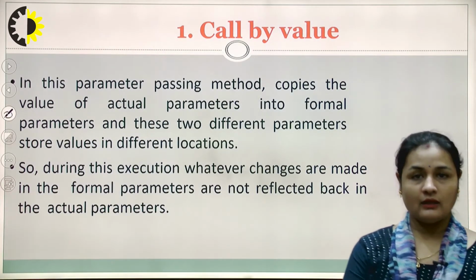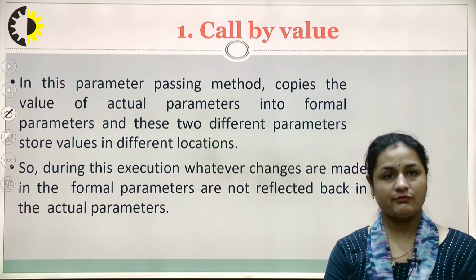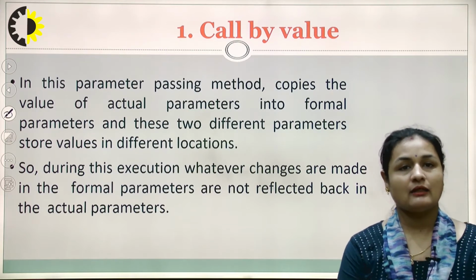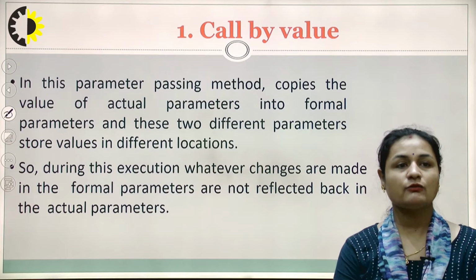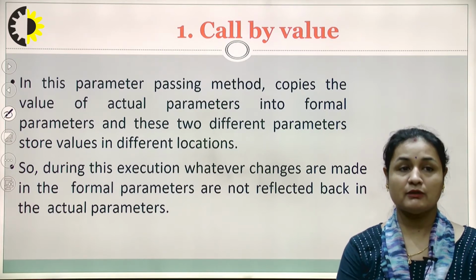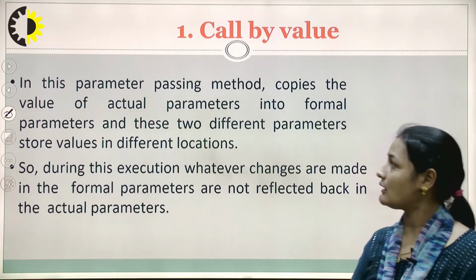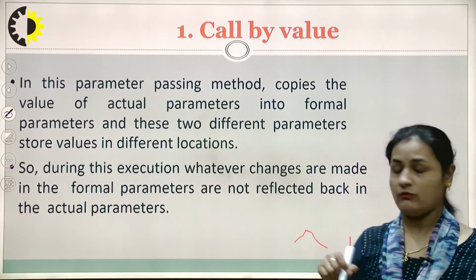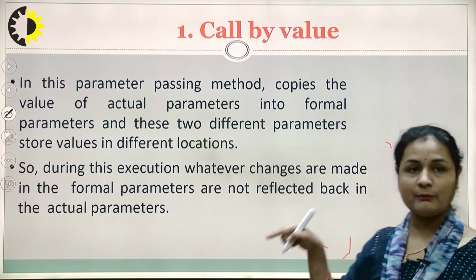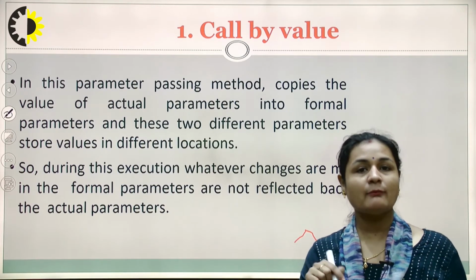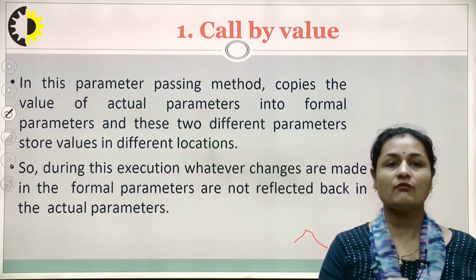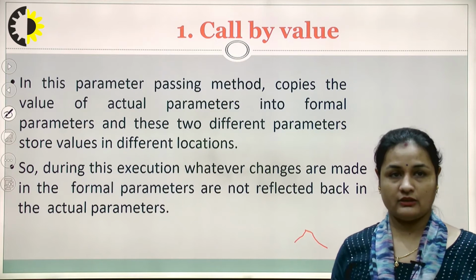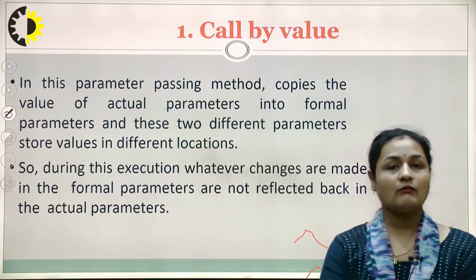So now we come to the methods, that is call by value and call by reference. First one is call by value method. In this method, the parameter passing method copies the value of actual parameters into formal parameters, and these two different parameters store values in different locations. What is done in this method? We copy the value of actual parameters. What are the actual parameters? Add m comma n. So m comma n are the actual parameters. We copy the values of m comma n into the formal parameters, that is a and b, in different locations. So this is known as the call by value method.